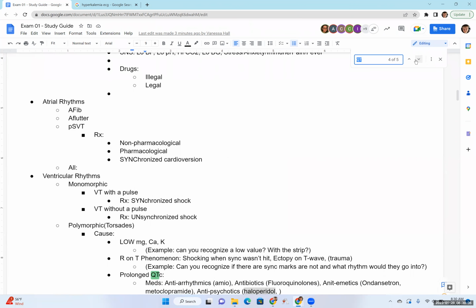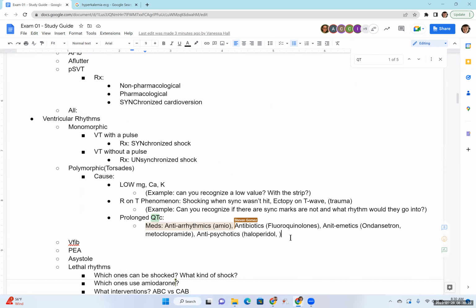Okay, so what prolongs it, like amio, right, would prolong it. You're at risk for torsades, but torsades does not cause prolonged QT. Prolonged QT causes torsades. And we got our meds there, right? We got our antibiotics, antiarrhythmics, such as amio. So all your meds, your cardiac meds especially, can cause some interval changes, right?